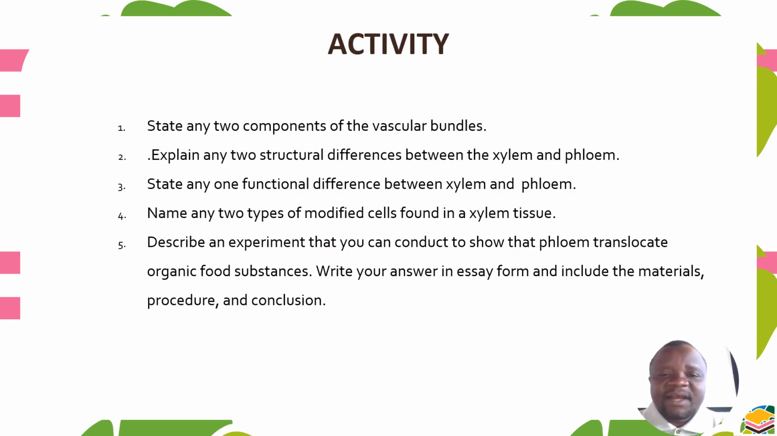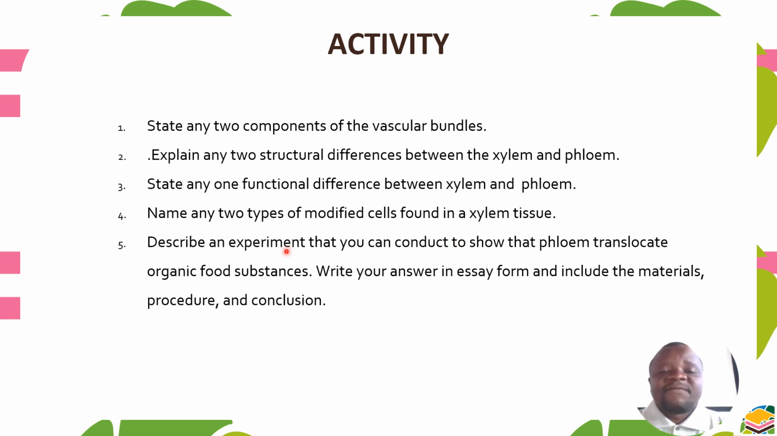Here with me, I have the activity, which is in the form of a review exercise from what we have discussed. You need to go through it and try to answer the questions. The first one, you have to state two components of the vascular tissues. Number two, explain any two structural differences between the xylem and the phloem. Number three, state any one functional difference between xylem and phloem. Then name any two types of modified cells that are found in the xylem tissue.